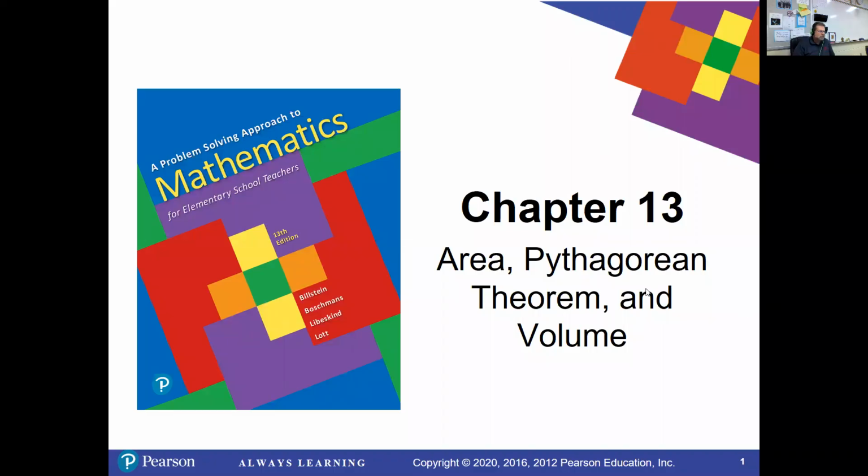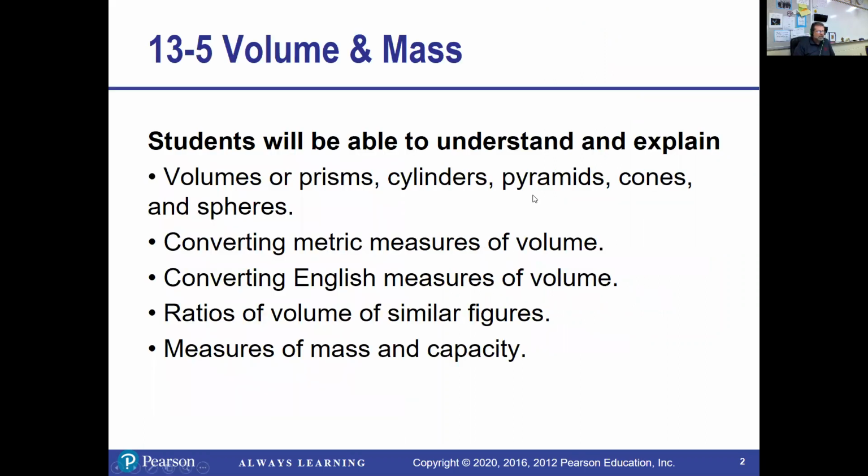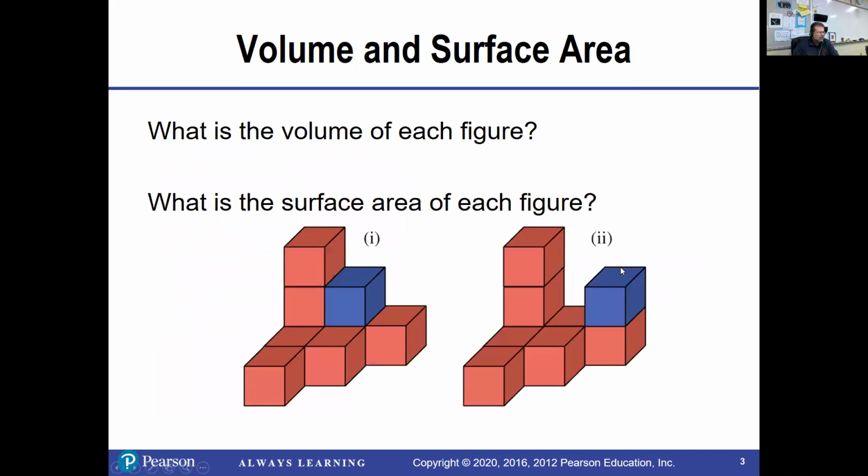All right, let's go ahead and get into chapter 13. So we're in chapter 13, with some of the things we're going to talk about today being volume and mass. We're going to talk about different shapes, finding the volume. Also, a little bit of metric conversion, not very much English measurement, just a little FYI. And then some ratios of volumes and measures of mass. So we're talking about quite a bit of stuff here.